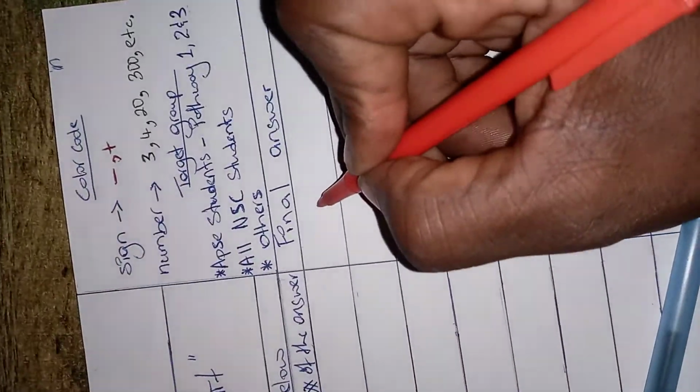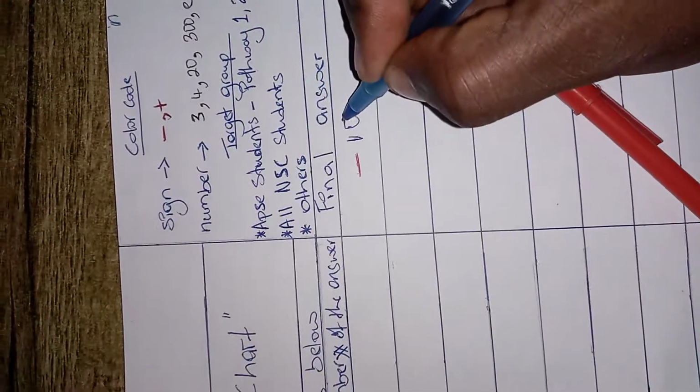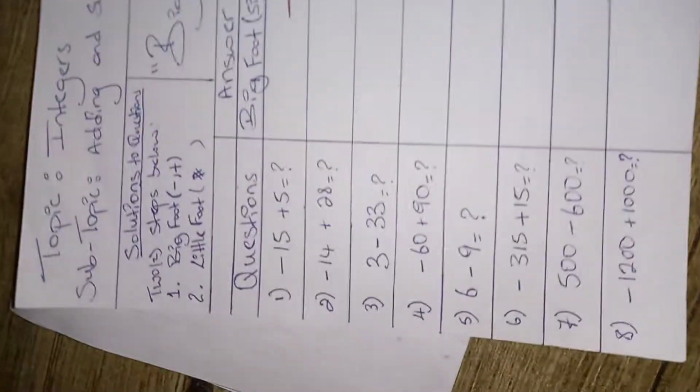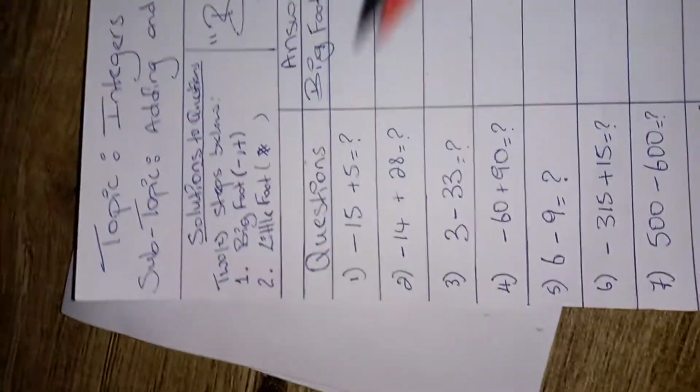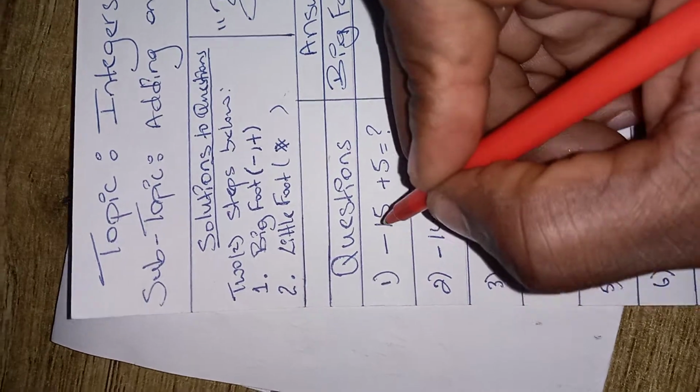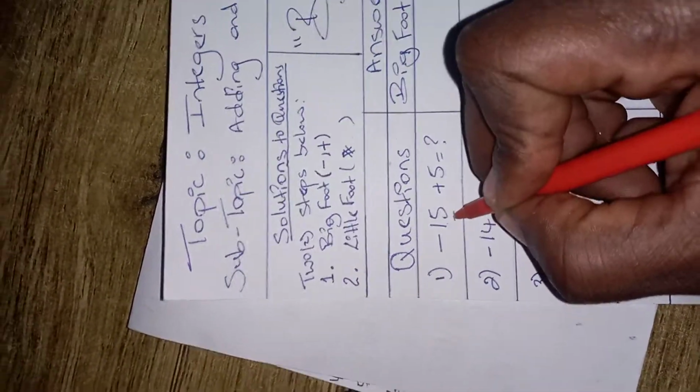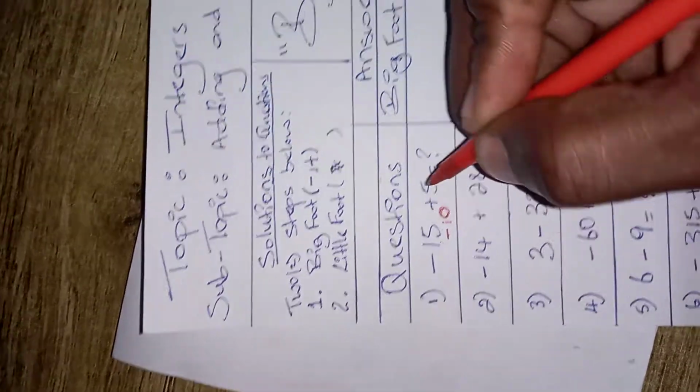So the final answer is going to be what? What sign? Negative 10. That's the final answer. So we are doing these together. So the answer to this is actually what? Negative 10. So the answer is actually negative 10.